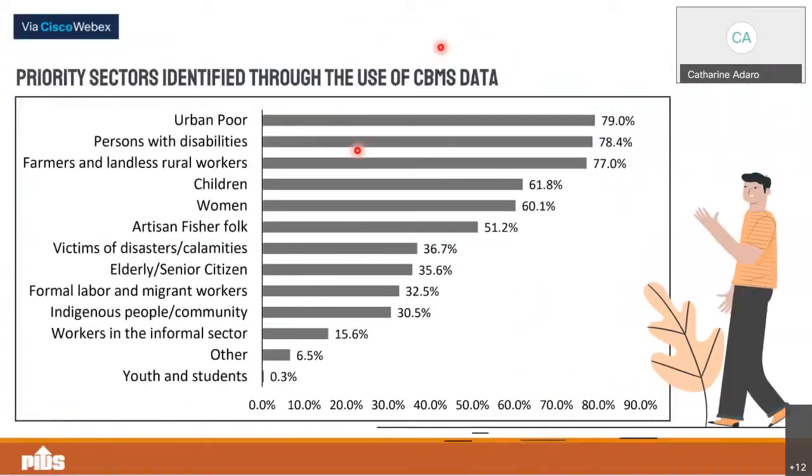Next slide, please. Majority of the respondents claim that data collected through CBMS, once processed and analyzed, enable them to identify priority sectors in their LGUs. So most of them identify through the CBMS data the urban poor sector, persons with disabilities, farmers and landless workers, children and women, and other sectors.